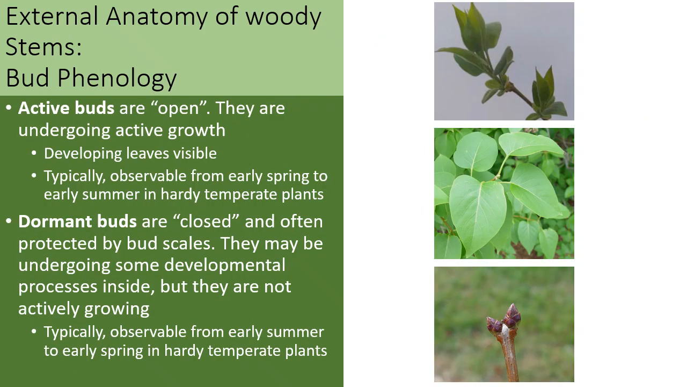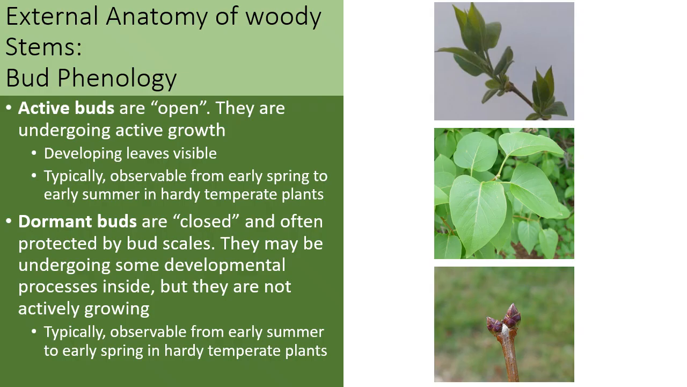Looking at the buds, I just wanted to talk a little bit about bud phenology. We talk about apical buds and apical meristem, but there's a difference between active and dormant buds. I've got three buds in sequence here. At the top, we can see an open or active bud that's undergoing active growth. We can see small developing leaves emerging from that bud. And that's typically observable from the early spring to the early summer in hardy temperate plants.